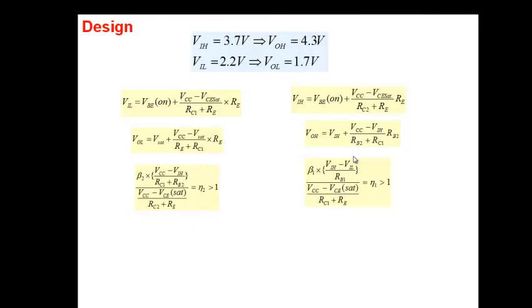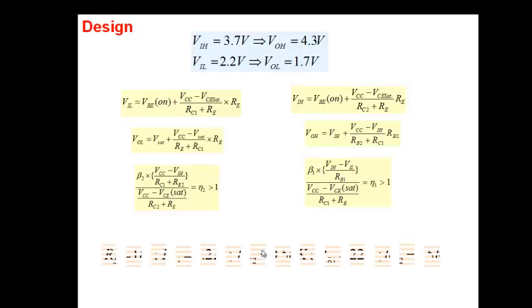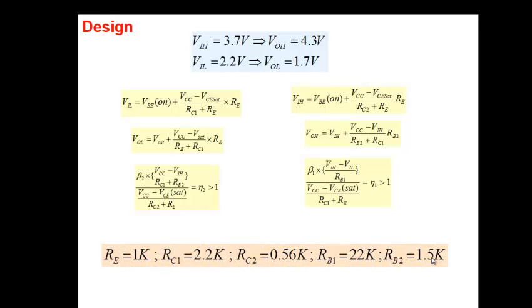I'm not going to tell you. Maybe in another lab we can discuss how to use these equations to design, but I'll leave it up to you: once I know VIH, VIL, V0H, V0L, I can use these equations to determine the design. So an example of a design is given here: RE, RC1, RC2, RB1, RB2. All right, so I have a design.